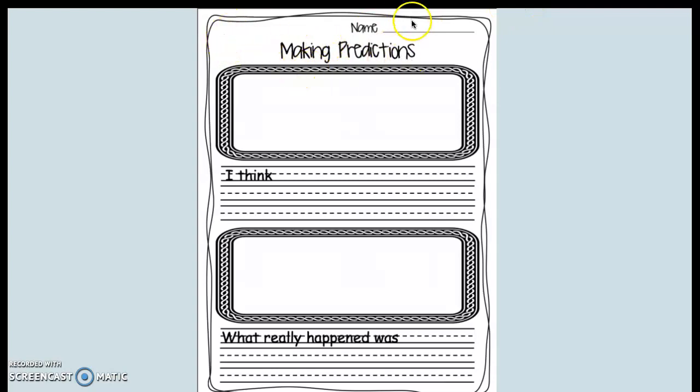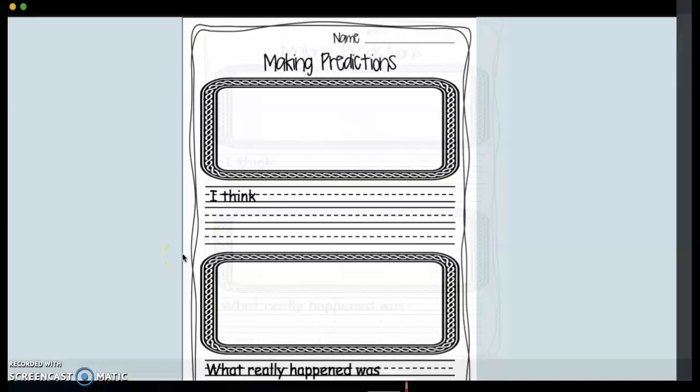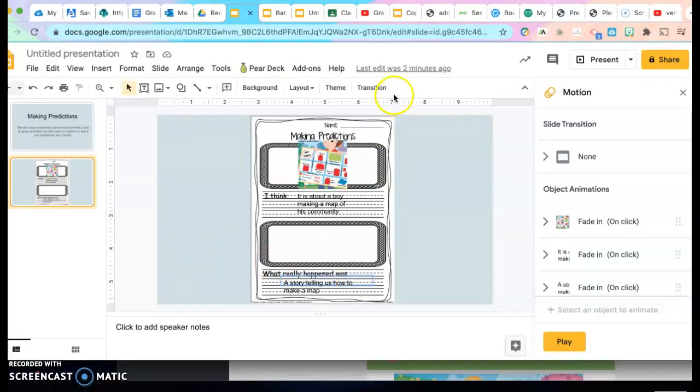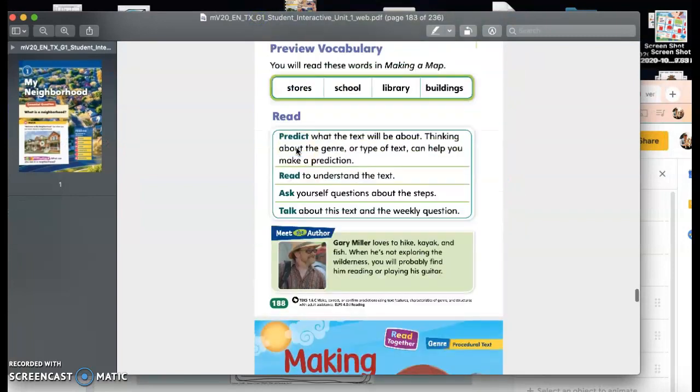So we're going to use this making predictions chart, or organizer, here. At the top, we're going to put our prediction, what we think the book or the story is going to be about. And down here at the end, we're going to come back and put what it really was about. Okay? So let's look at our story of the week this week. I'm just going to pull our Pearson up here. Okay? So let's review real fast.